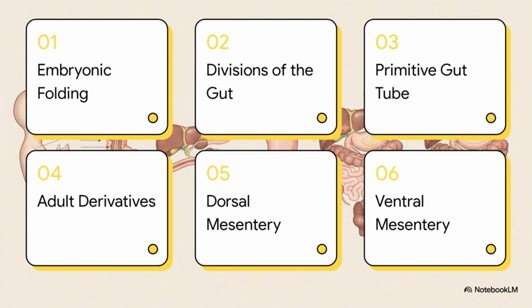Here is our roadmap for the breakdown. First, the embryonic folding process. Second, divisions of the gut. Third, the primitive gut tube. Fourth, adult gut derivatives. Fifth, the dorsal mesentery. And finally, number 6, the ventral mesentery.